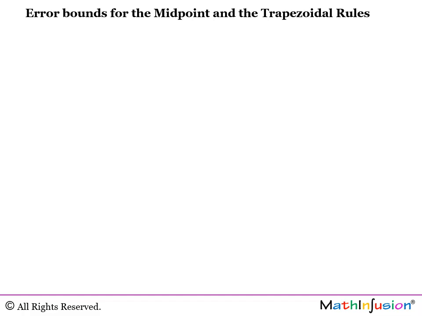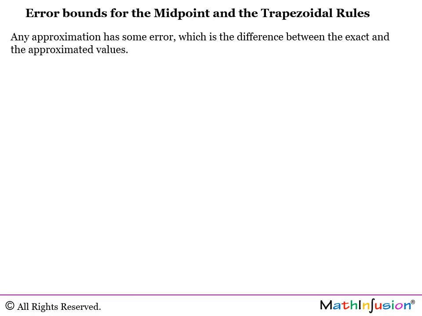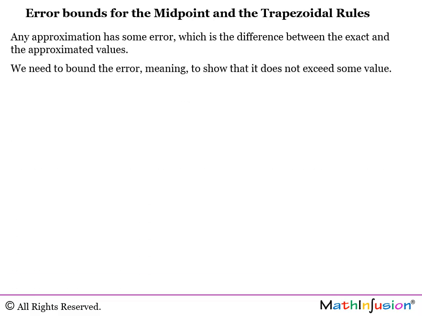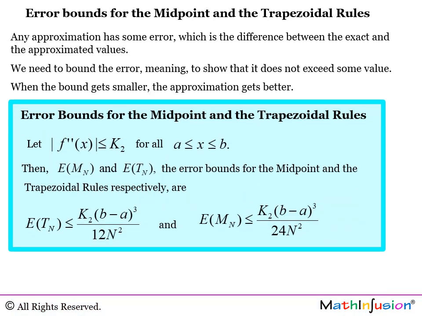Error bounds for the midpoint and the trapezoidal rules. An approximation has some error, which is the difference between the exact and the approximated values. We need to bound the error, meaning to show that it does not exceed some value. When the bound gets smaller, the approximation gets better. Here are the error bounds for the midpoint and the trapezoidal rules.